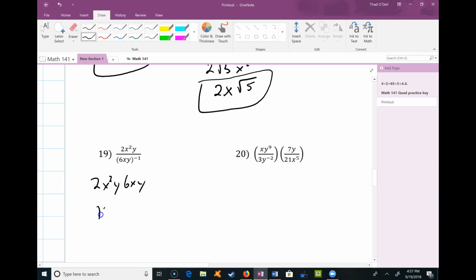So 2 times 6 is 12. x squared times x is x cubed. And y times y is y squared. And that'd be all done.